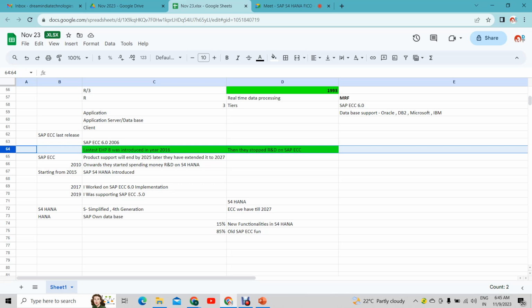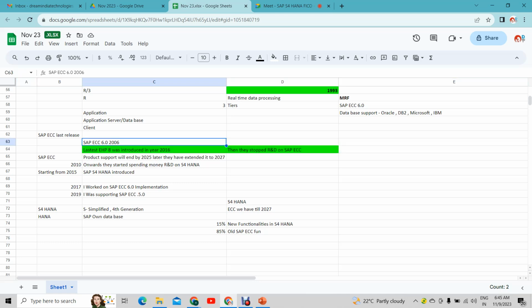Got it? Okay. So we can say that in 2017 we worked on EHP 8 implementation. Implementation, no. This is an enhancement. It's already that enhancement one. Who all are using SAP ECC? When was SAP ECC introduced?